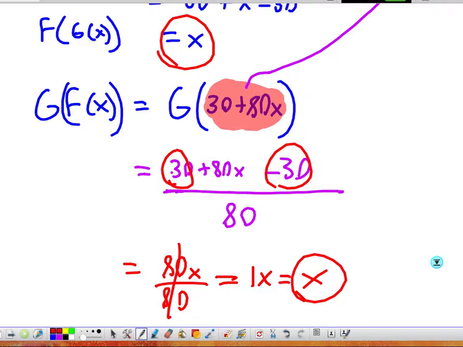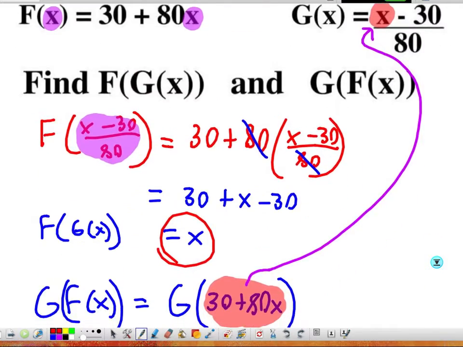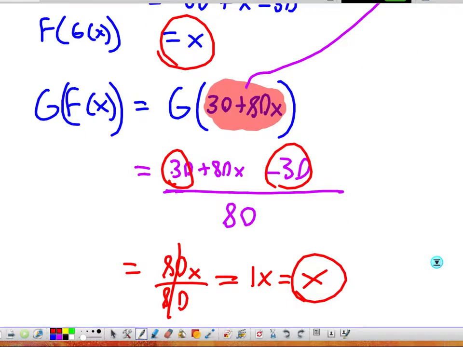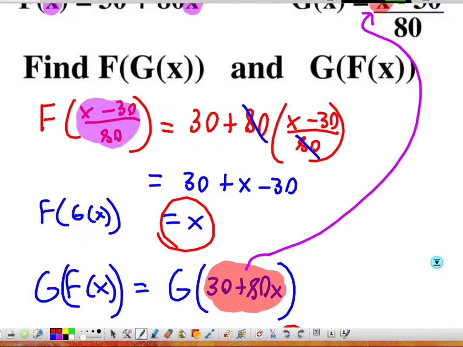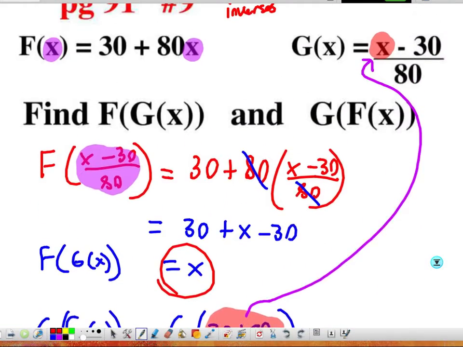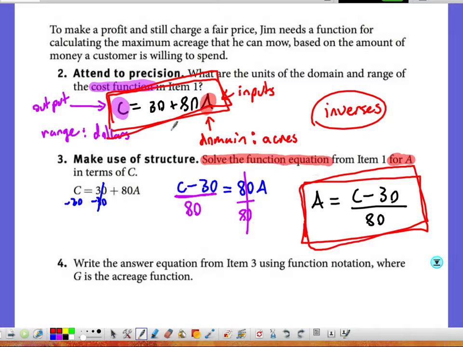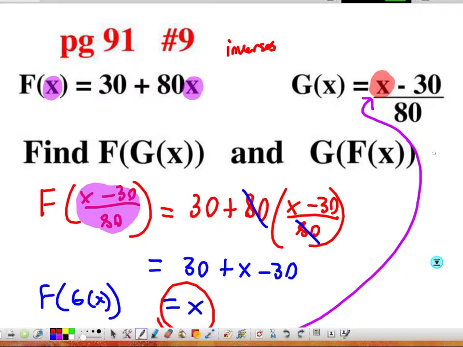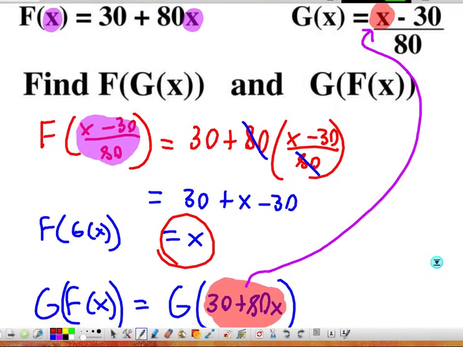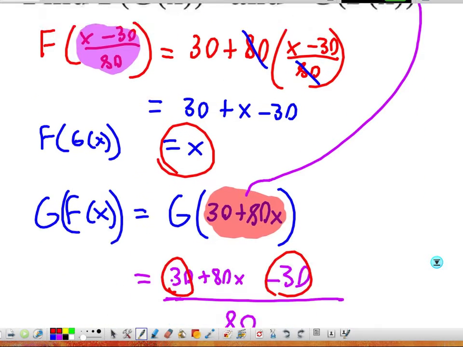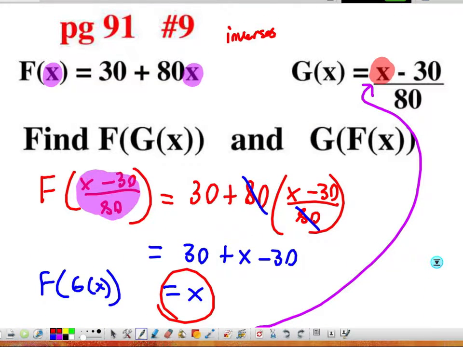And take a look at this. Is this a coincidence that f of g of x is equal to x and g of f of x is equal to x as well? No, it's not a coincidence, because in the very beginning I told you that these are inverses of each other. Going all the way back to here, we were given this function, c is equal to 30 plus 80a, and we got our second function by simply solving for a from the first function. And since they are inverses of each other, when we take the composition of the functions, they should always give you the variable that you start with. In this case, it's x. And so that leads us to the definition of what an inverse function is.